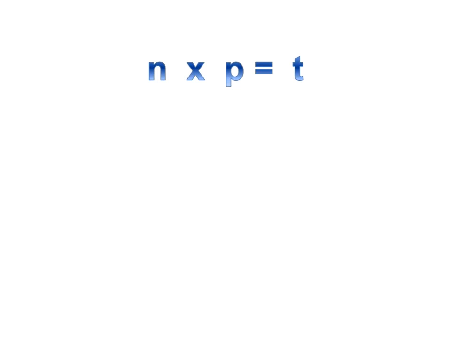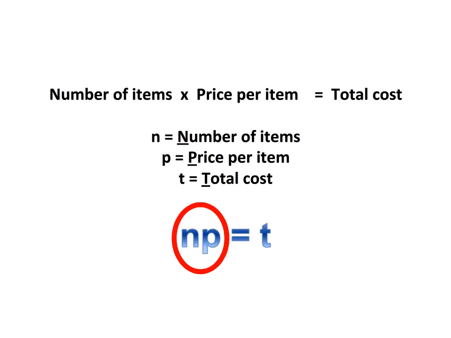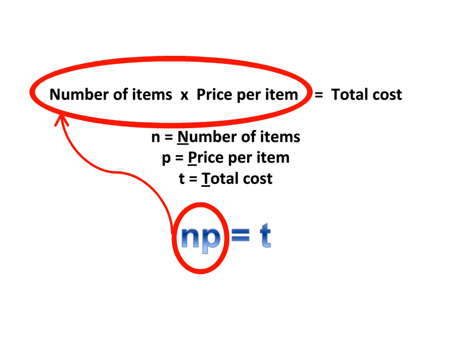In this case, mathematicians have decided that to show multiplication in algebra, we'll just get rid of the x and write the n right next to the p. In algebra, whenever you see two letters right next to each other with no other symbol in between, it means that these two things are being multiplied. Remember that in this case the NP means number of items times price per item.